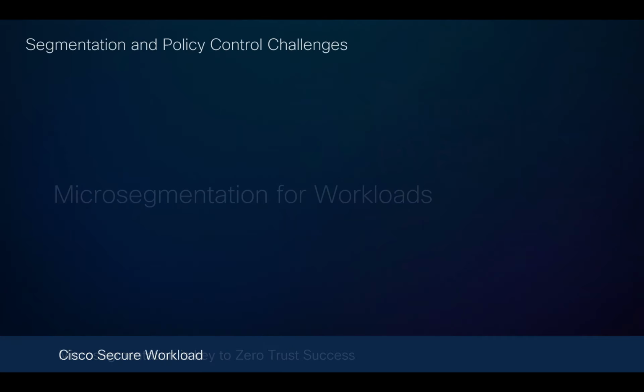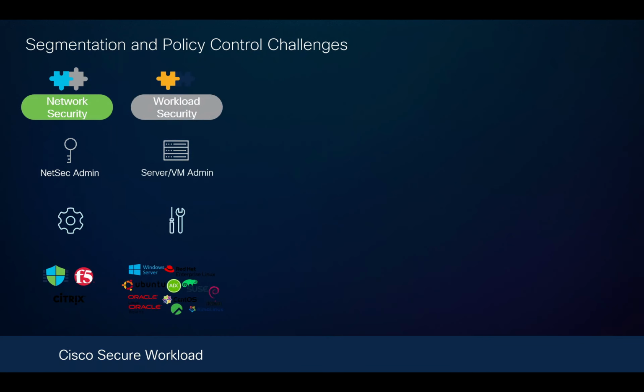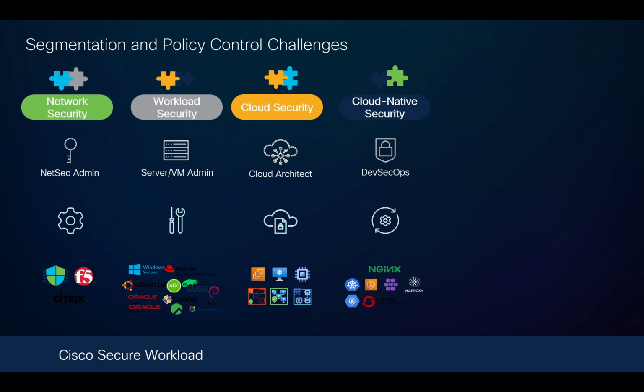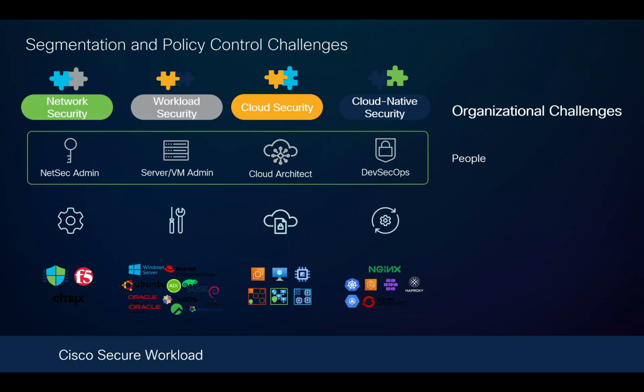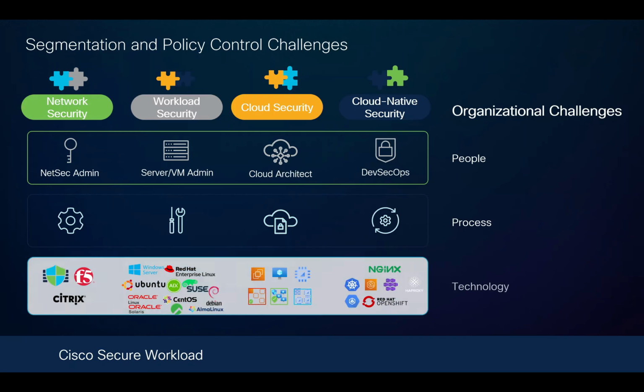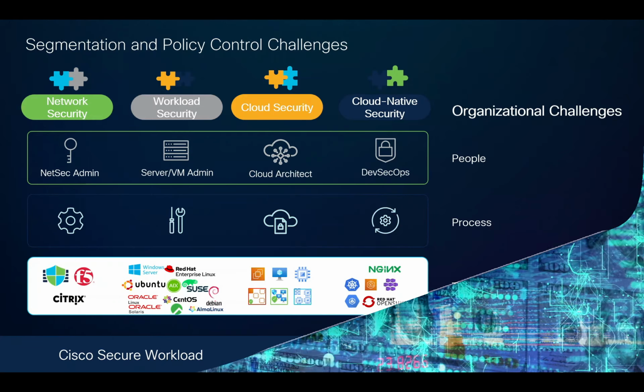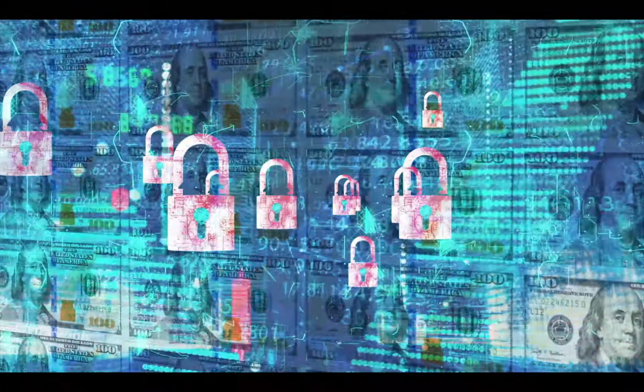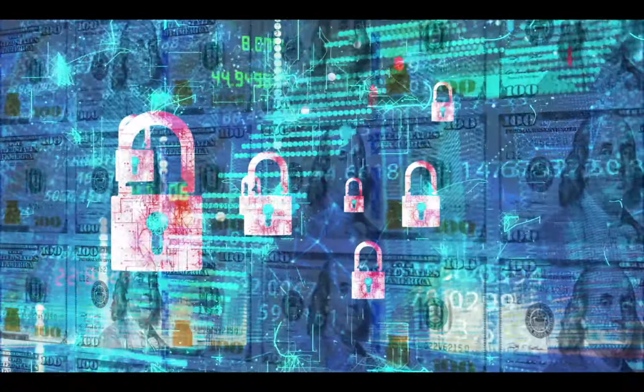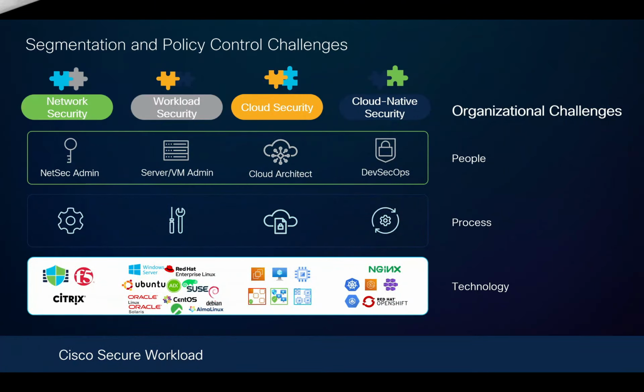Now, micro-segmentation for workloads. So we've got network security, workload security, cloud security, and cloud native security. And these all have different people managing each one of those areas. And they may have different processes in order to drive towards those outcomes. And there's lots of different technologies leveraged. This is complexity at its best. Imagine trying to determine where the control is. Where best to put it? Where did the packet get dropped? All of this is adding tremendous burden on these teams.